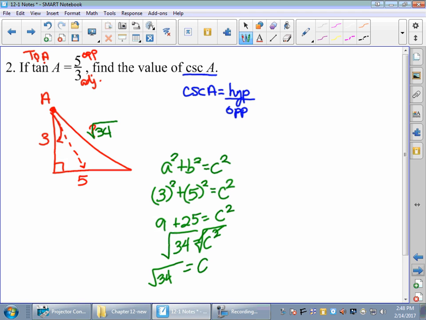Now I have a hypotenuse. Now I can actually go back to my problem and say the square root of 34 over the opposite side, 5. I look at my radical. I go through all of my radical rules, and it follows all the rules. There's no perfect square in there. There's no fraction in there, and it's not in the denominator. So that problem's finished.